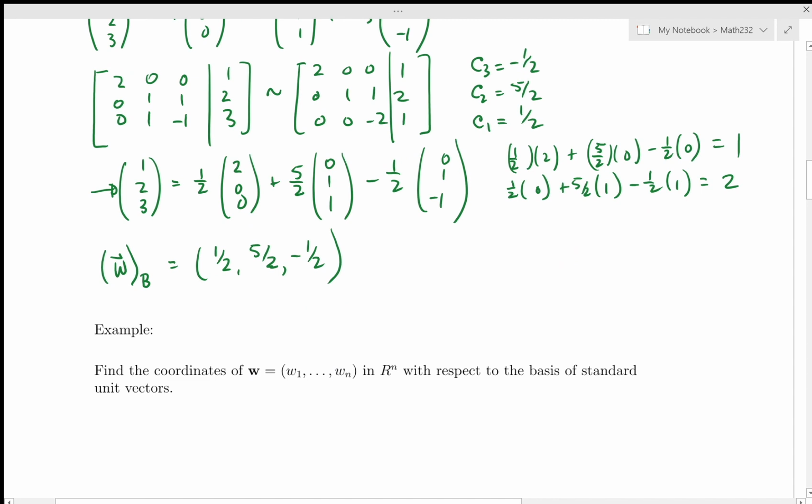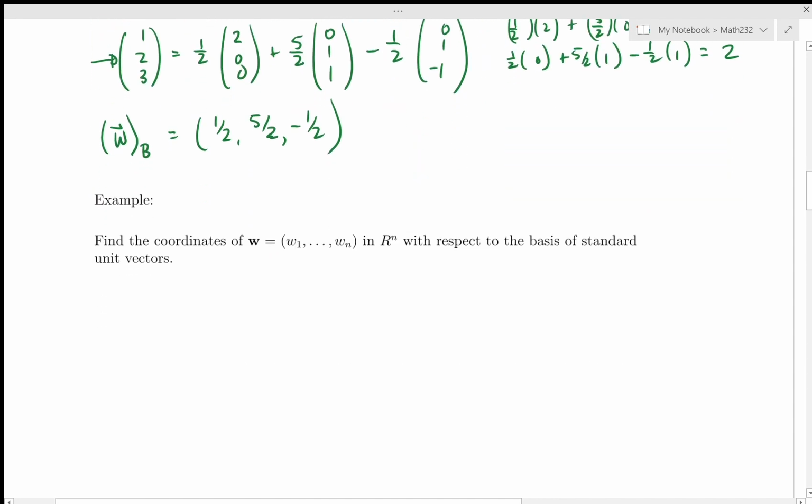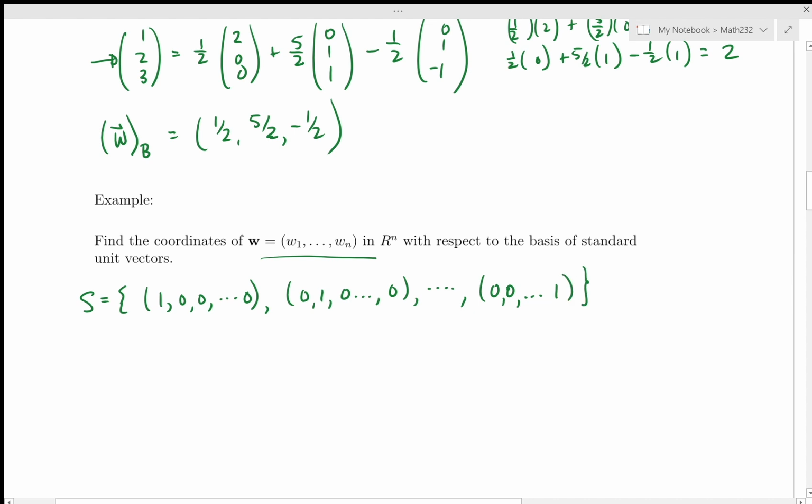Okay, to emphasize that point, we want to find the coordinates of this vector in Rn with respect to the basis of standard unit vectors. I mean, these guys are so nice to work with, right? So the basis of the standard unit vectors is going to be this here, 1, 0, 0, enough zeros like that. And then the next one, 0, 1, 0, enough zeros like that. And then you keep going, and 0, 0, and you get 1. Okay, those are the standard unit vectors.